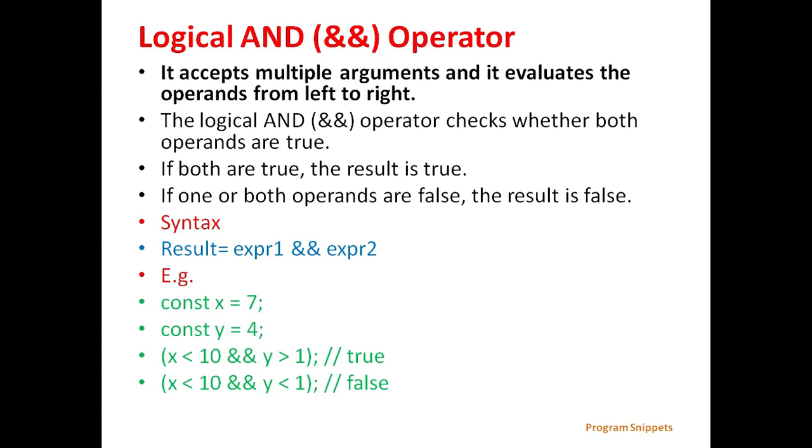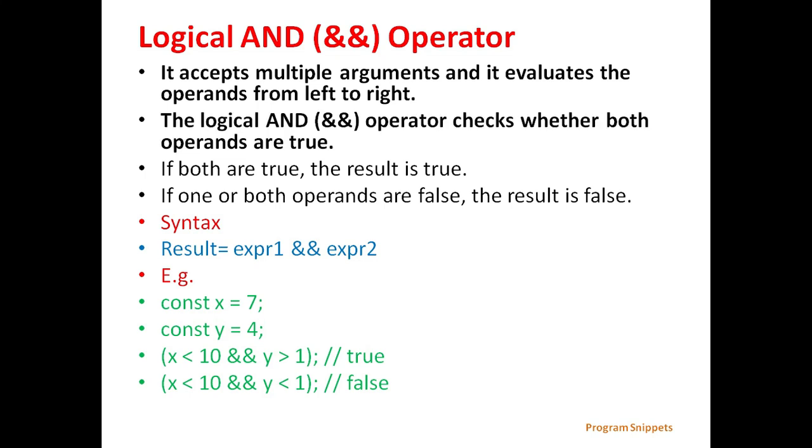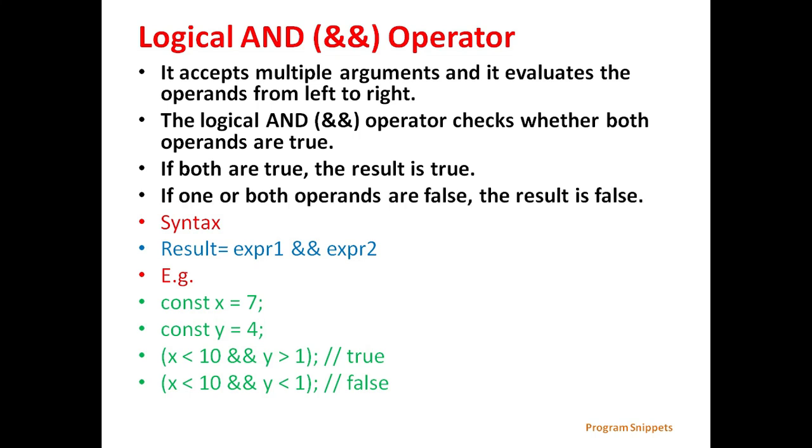It accepts multiple arguments and evaluates operands from left to right. The logical AND operator checks whether both operands are true. If both are true, the result is true, and if one or both operands are false, the result is false. General syntax is result equal to expression 1 and expression 2.